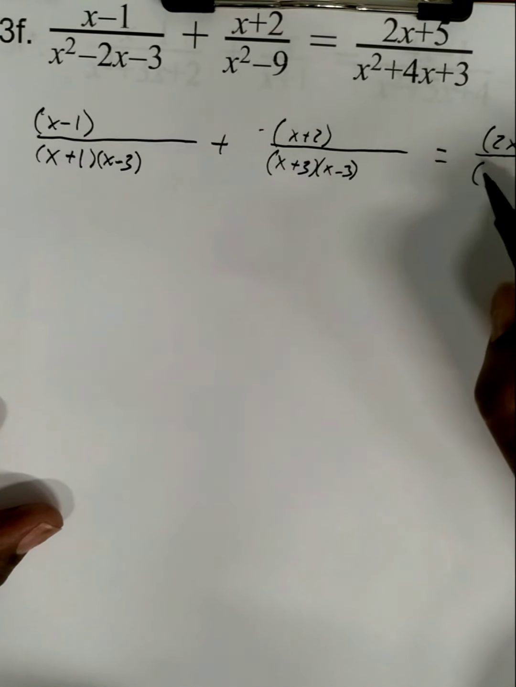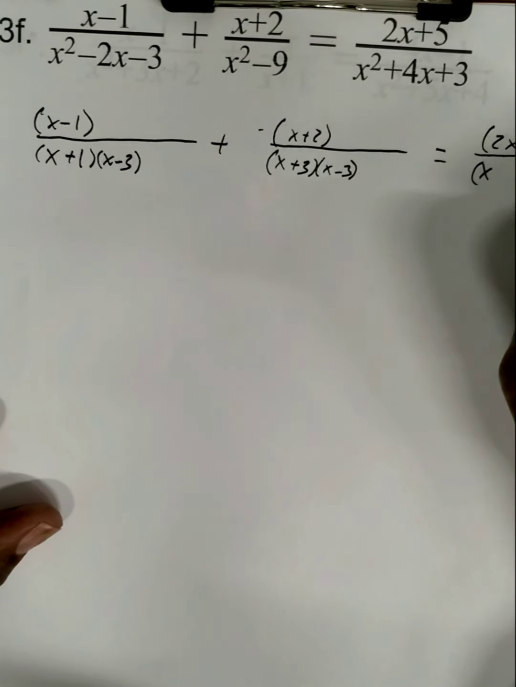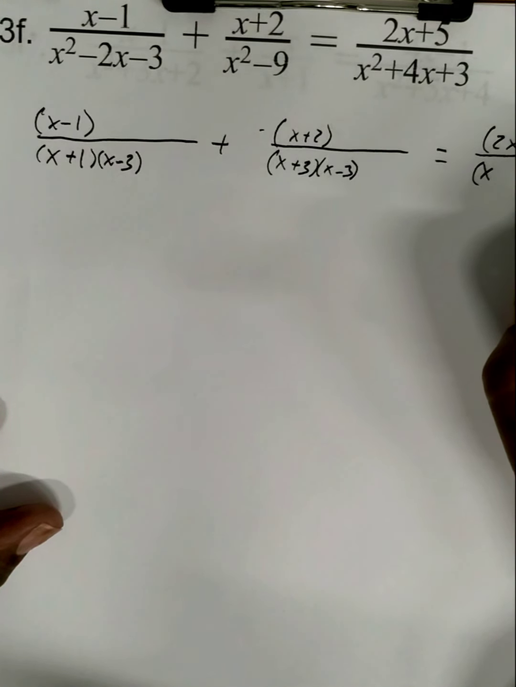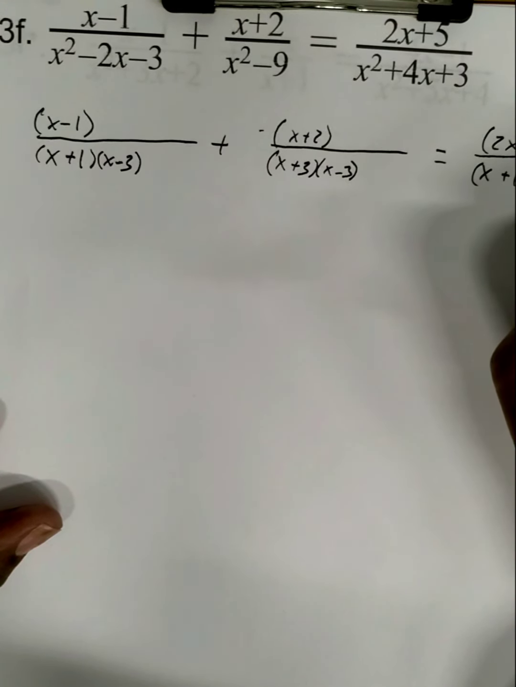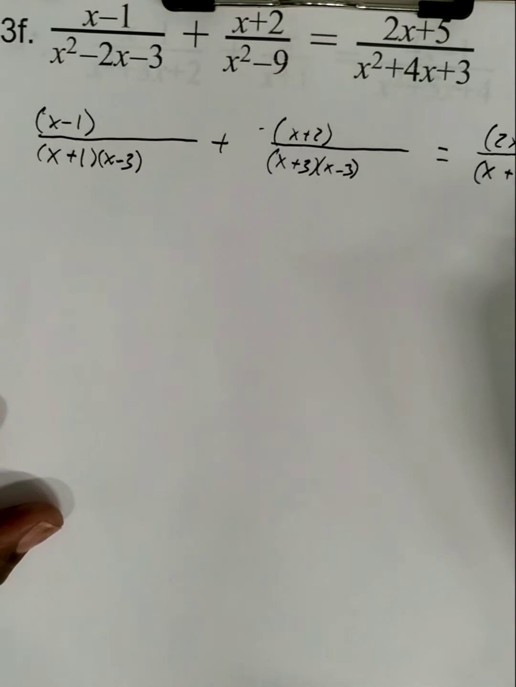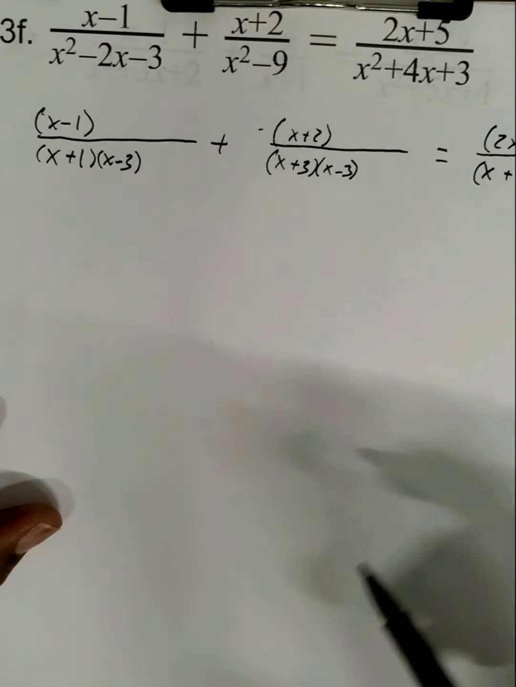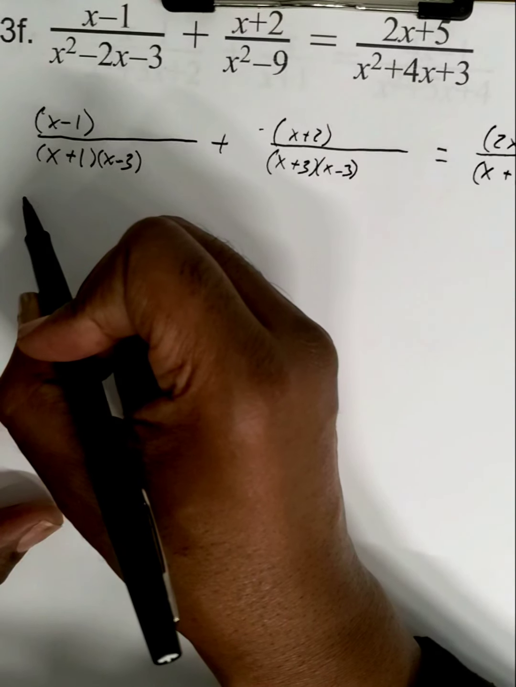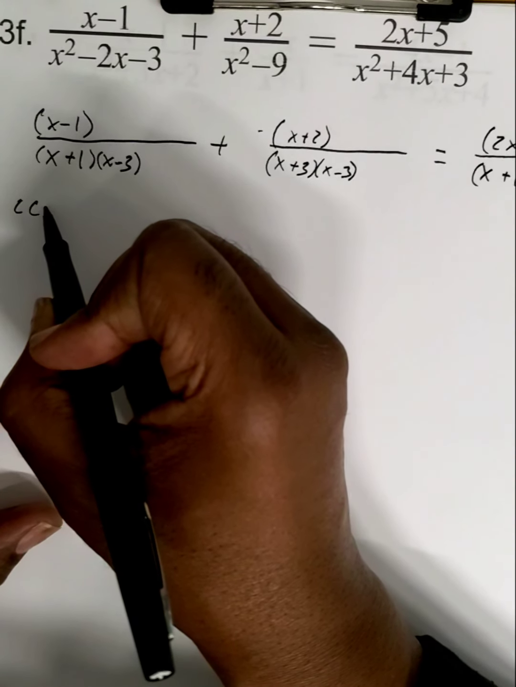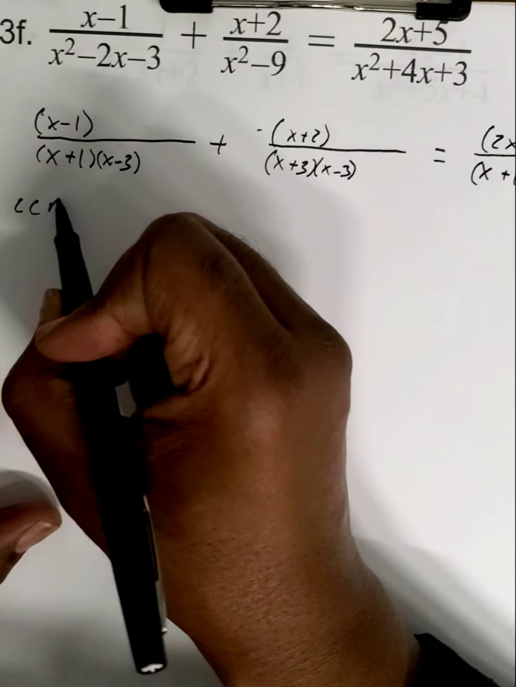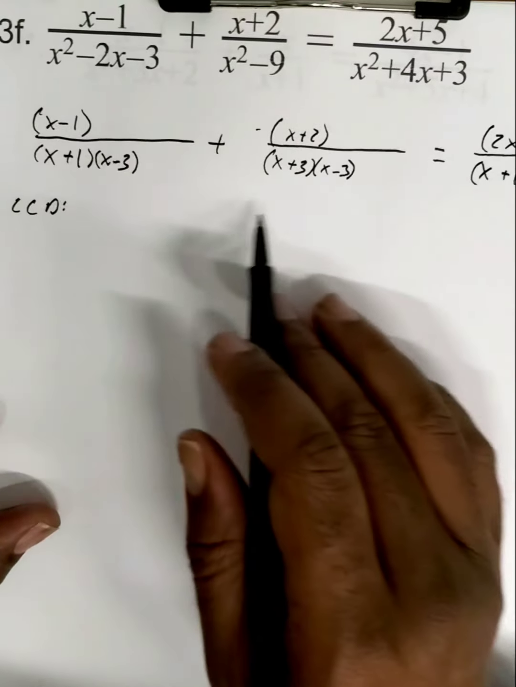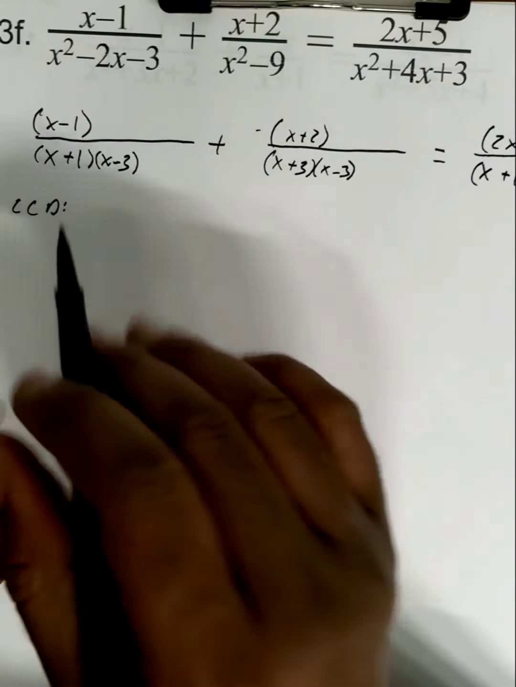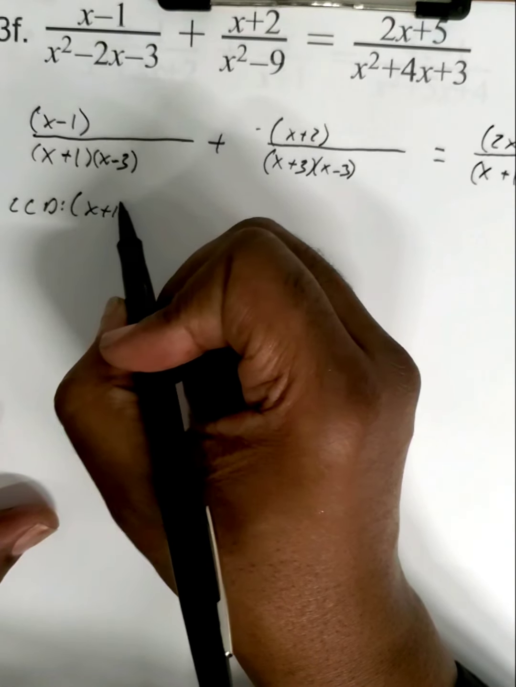Okay, x squared can be factored into x times x, and 3 can be factored into a 1 times 3. Since we have a positive 4, we're going to have two positives here. I know it's kind of hard to see right there. All right, now let's go for the least common denominator. Okay, starting from here, I need an x plus 1, so x plus 1.